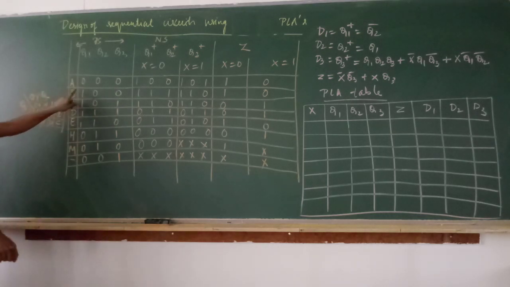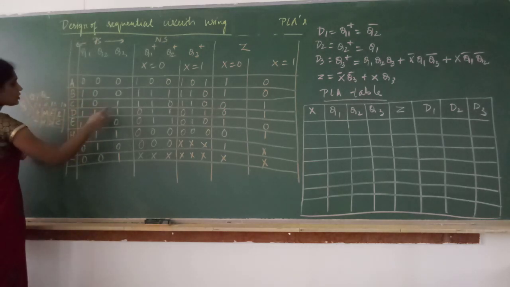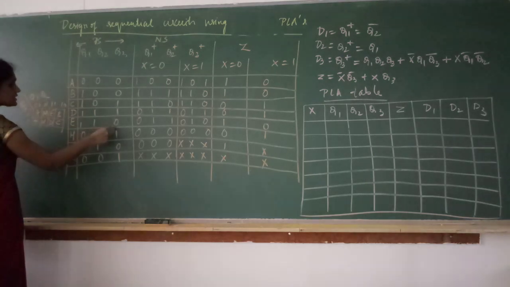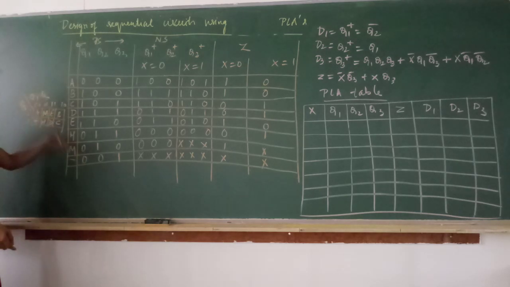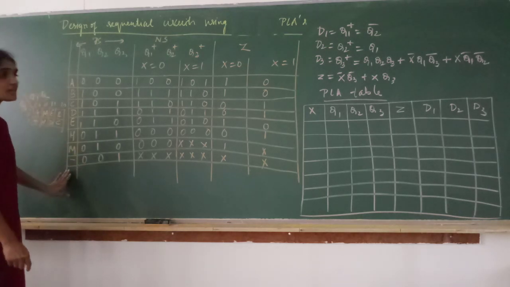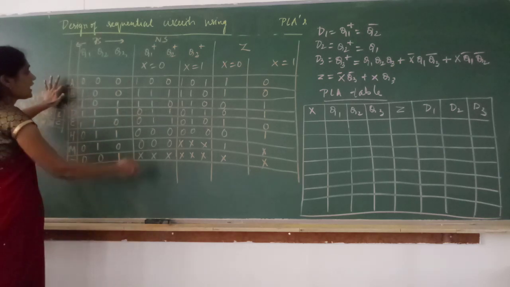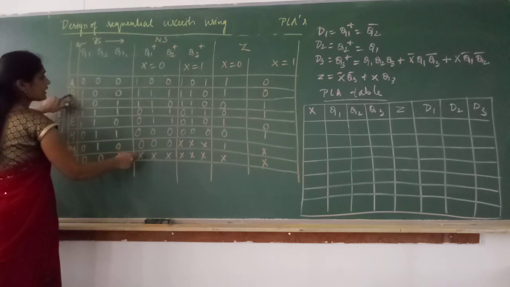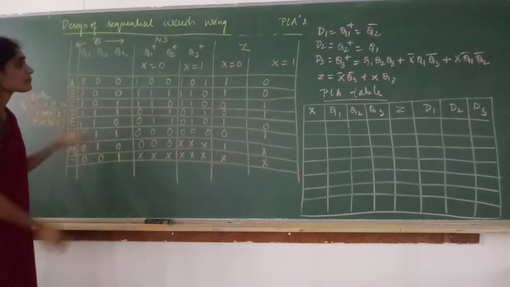So accordingly, A is 0, 0, 0, B is 1, 0, 0, C is 1, 0, 1, D is 1, 1, 1, E is 1, 1, 0, H is 0, 1, 1, M is 0, 1, 0, and the left out state is 0, 0, 1, which is taken as don't care. So wherever I have A, I will replace it with 0, 0, 0. Wherever I have B, I will replace it with 1, 0, 0. Same as what we have done in the previous table.